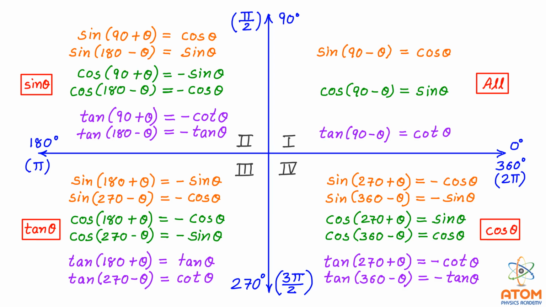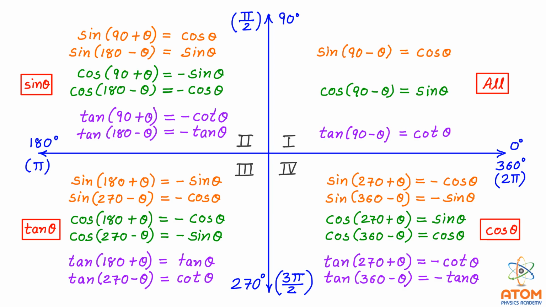In any function, if there is 90 minus theta or 90 plus theta or 270 minus theta or 270 plus theta, then that function will be changed. Means sin theta will become cos theta, cos theta will become sin theta, tan theta will become cot theta. But if there is 180 minus theta or 180 plus theta, or otherwise 360 minus theta, then the function will remain the same. Means sin will remain sin, cos will remain cos, and tan will remain tan.